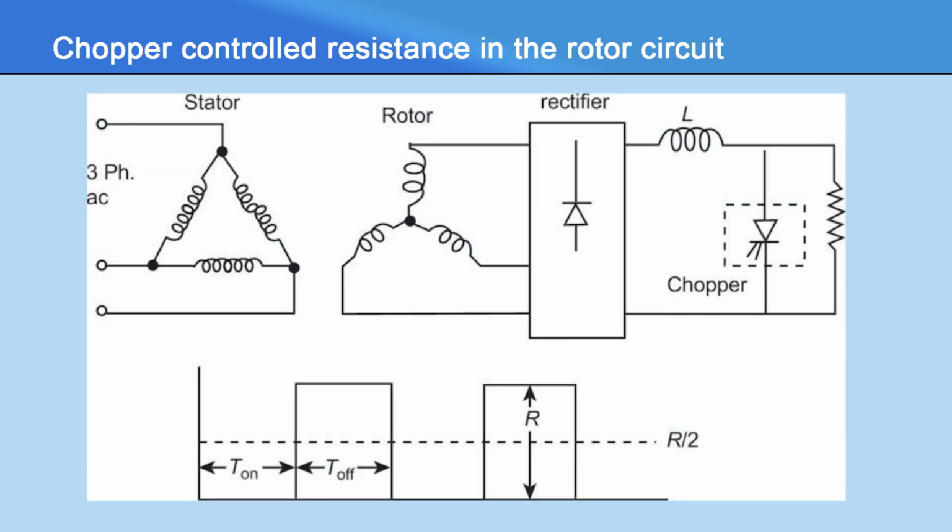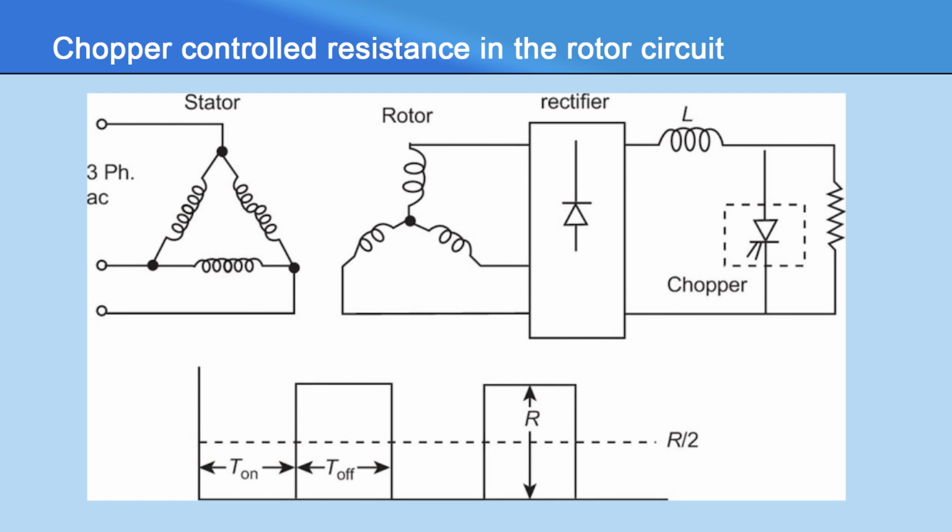With the development of the thyristor, it has become possible to use a chopper control resistance in the rotor circuit. The diagram is shown in the figure. A resistance connected across the output terminals of a chopper can be varied from 0 to R by varying the time ratio of the chopper. When the chopper is always off, the supply is always connected to the resistance R. The time ratio in this case is 0 and the effective resistance connected is R.